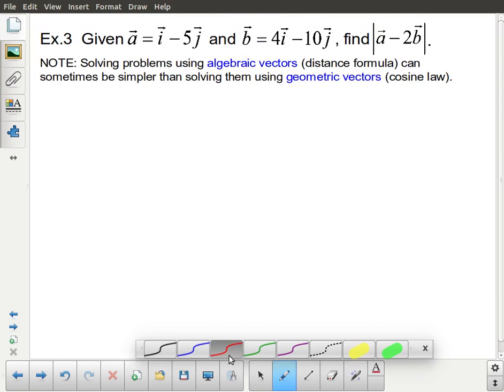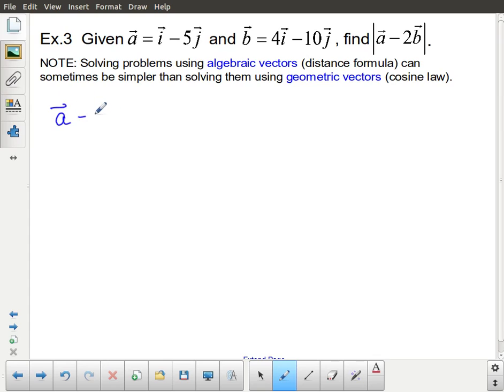And I think this is our final example. So given the vector A in terms of i and j, and the vector B in terms of i and j, find the magnitude of A minus 2b. Well, in order to do that, I'm really just going to start with the algebraic expression A minus 2b. I will do my substitution: i minus 5j minus 2 times 4i minus 10j.